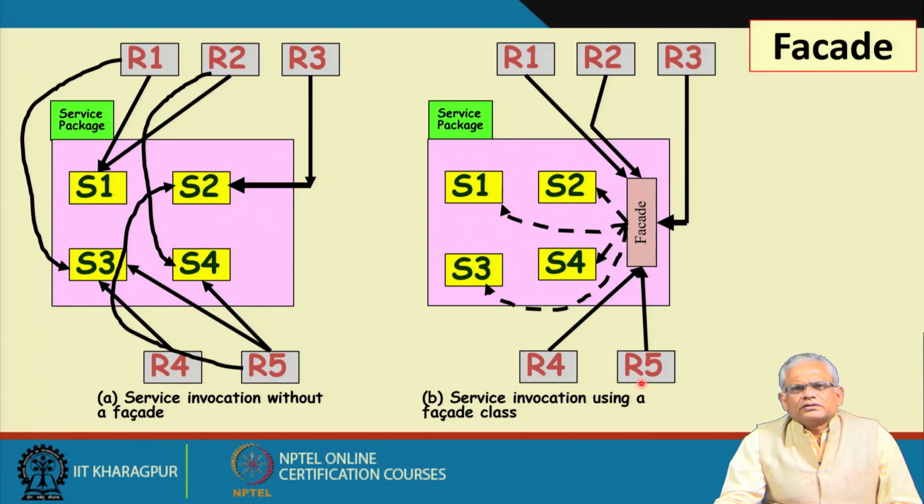Now, let us look at some more aspects of this pattern, a very simple pattern, simple idea, but a very elegant idea, that whenever the service of the classes inside the service package is required, the client should invoke their requests on a Facade class rather than directly invoking it on the server classes.